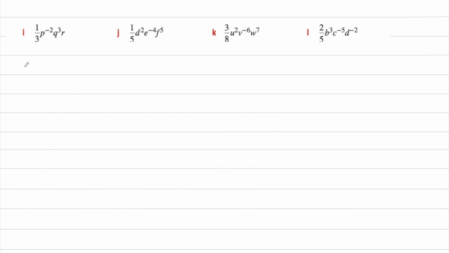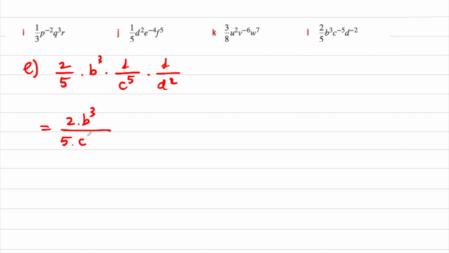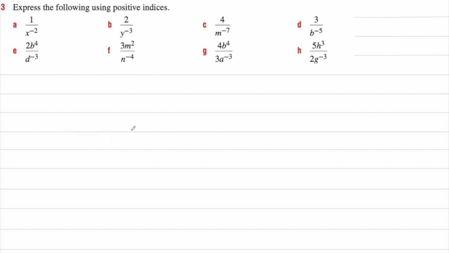Question L, 2 over 5 b to the power of 3, 1 over c to the power of 5, and 1 over d squared here, and 2b cubed, and then 5c to the power of 5 and d squared here. Question L, we are done. Question 3, express the following using positive indices. Okay, for this question you can see that you have negative power numbers for the indices in the denominator position.